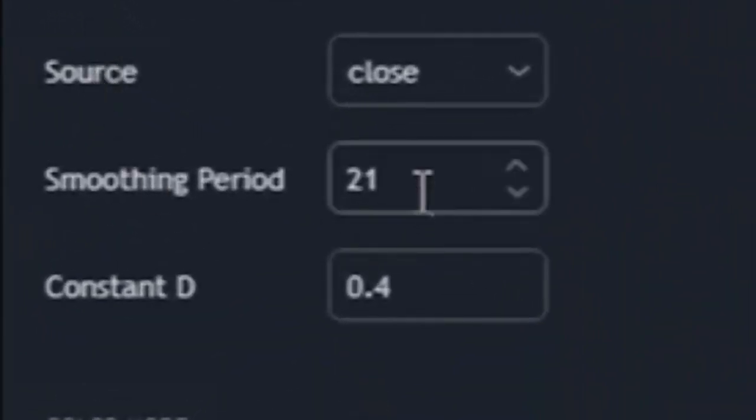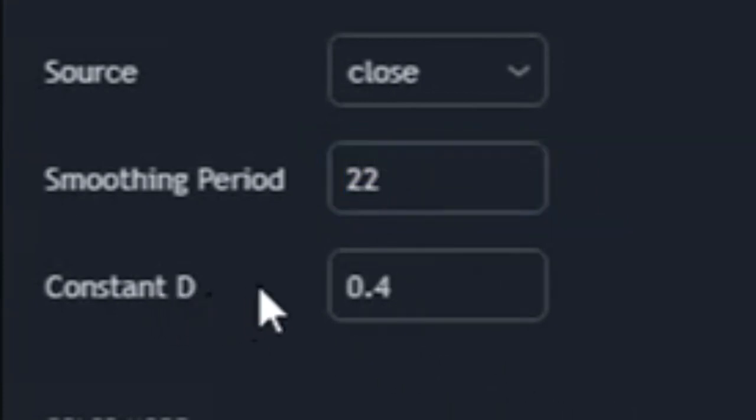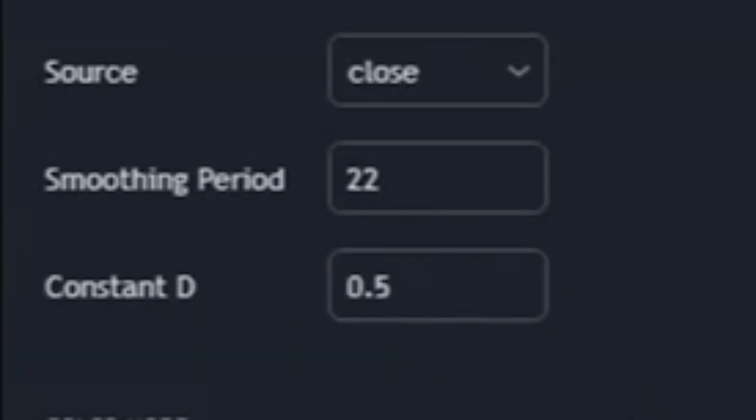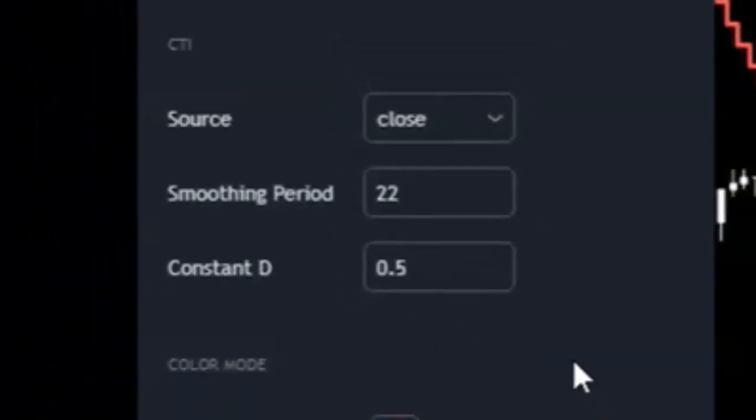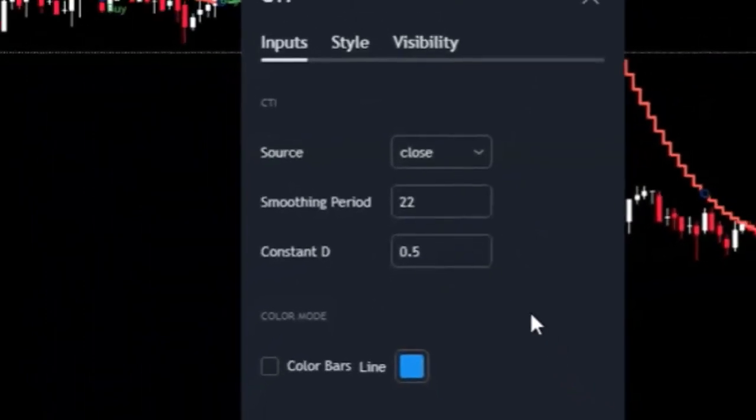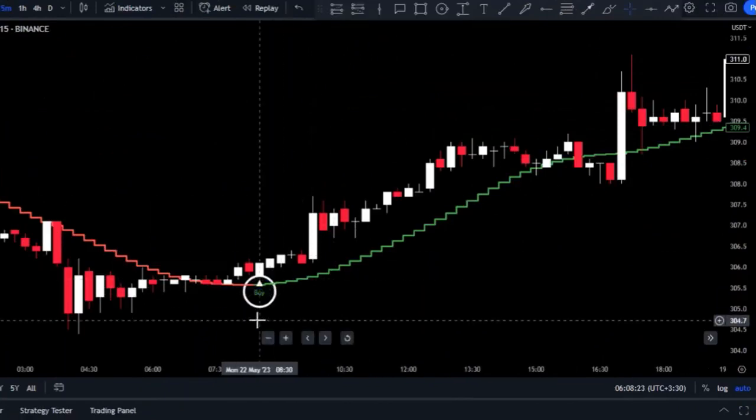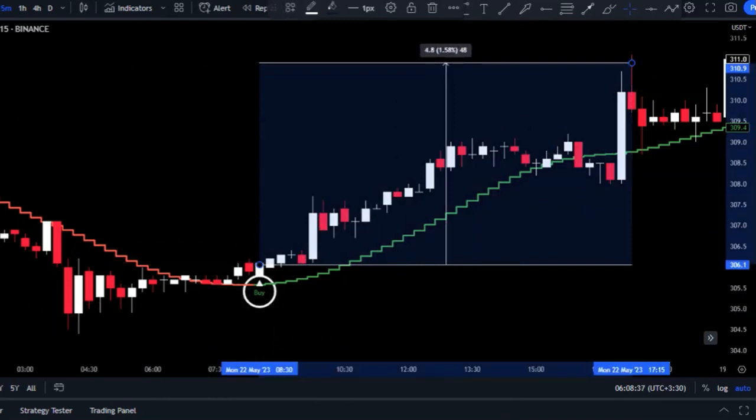Changing the smoothing period from the default to 22 will give the indicator a longer history to analyze trends more effectively. We can also adjust the constant D value to 0.5, which controls the sensitivity of the signals. By making these two adjustments to the smoothing period and constant D values, we can sufficiently improve the quality and accuracy of the curl trend indicator signals. Therefore, whenever a buy or sell signal is generated, you have the opportunity to enter the market for quick scalps.